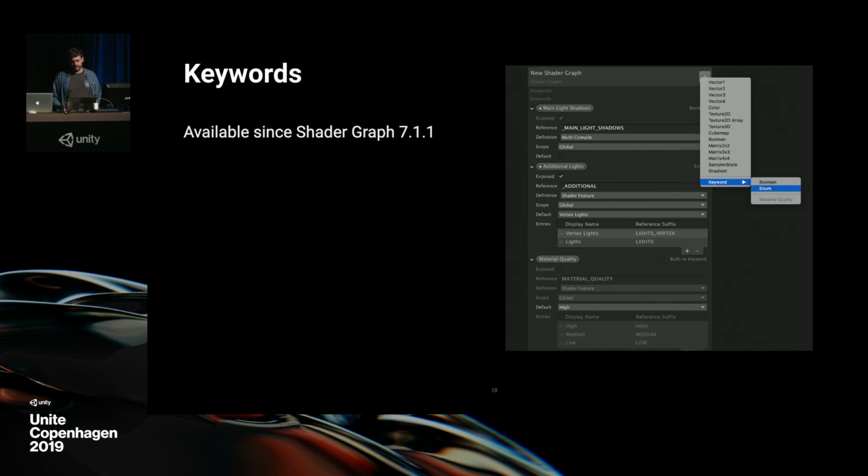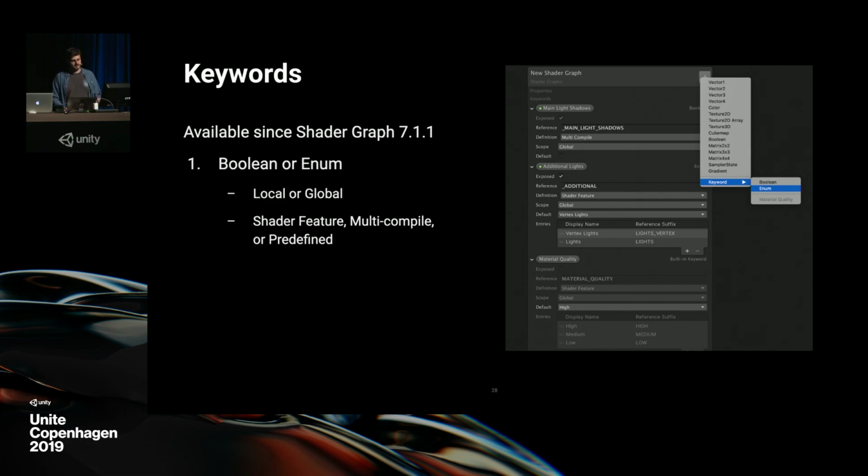There's different types. As you can see here, there's Boolean or enum. They can be local or global to the graph. And then there's different types: shader feature, multi-compile, or predefined. For example, multi-compile means that Unity will, when you build a game, compile different versions of that shader. And then depending on whether the Boolean or the enum is a certain value or not, it will use that version or the other version. So basically, it's like eliminating the whole branch from your shader manually. But you don't have to do that work. So keywords are really useful.